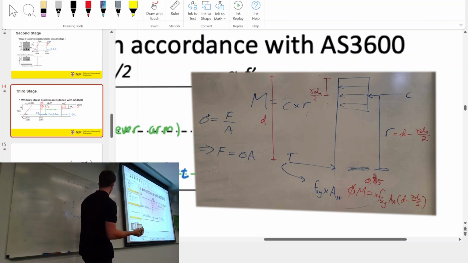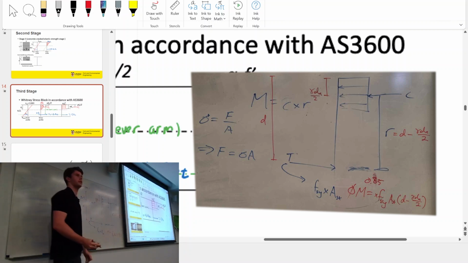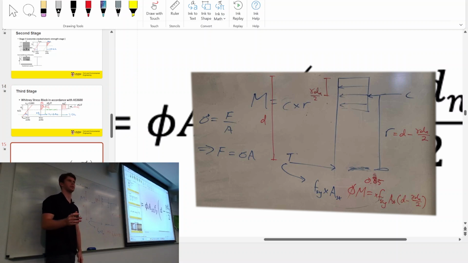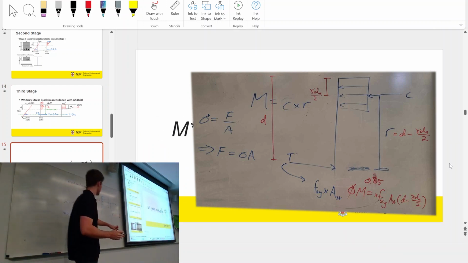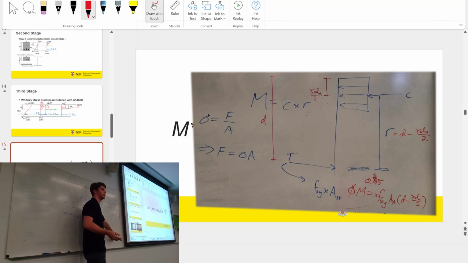So when you get your moment, your moment is just going to be force times lever arm, so to speak: fsy Ast times the lever arm, d minus gamma dn on 2. Does that make sense? Anyone not too sure about that? Any questions or anything? Sweet. So that's basically your moment capacity. That's how much capacity you have in your concrete section. Anytime you design a beam, that's all it is. That's all you're looking at.